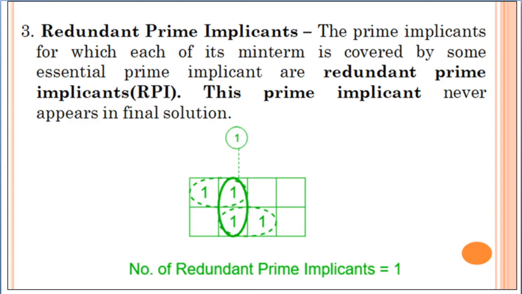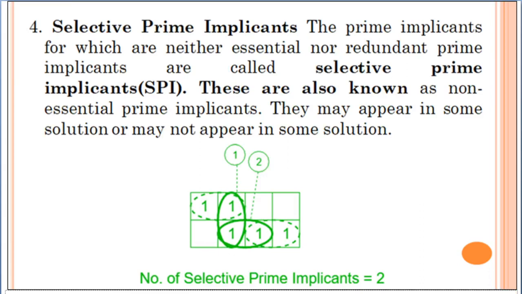Now we can understand these implicants, prime implicants, essential prime implicants, and redundant prime implicants with the help of some examples. And these are some examples.